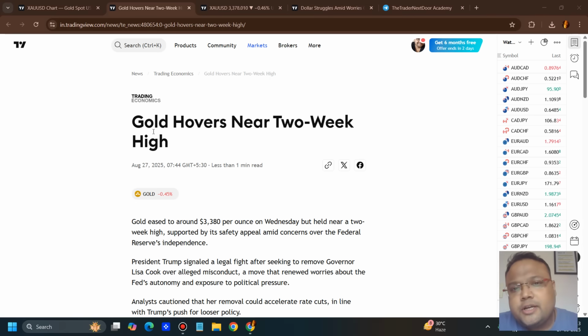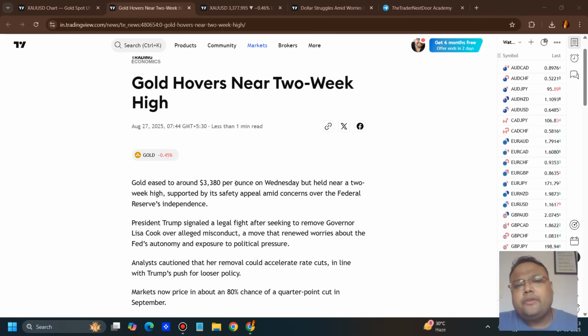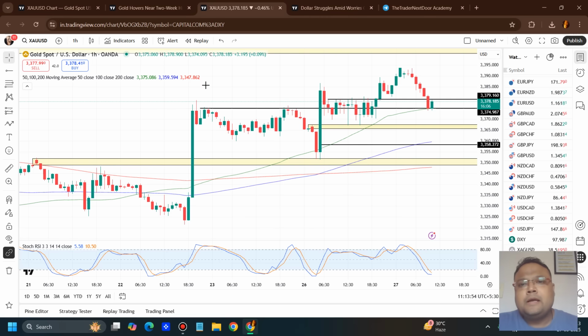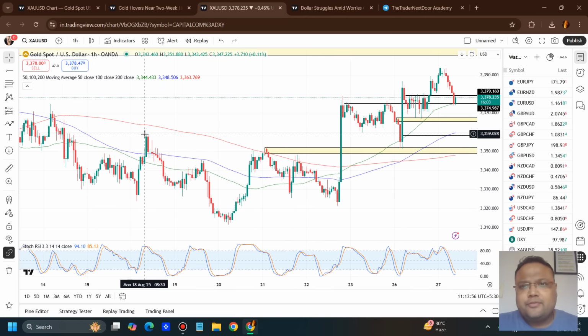We can see gold hovers near a 2-week high. Gold rose to around 3380 per ounce on Wednesday, but held near a 2-week high supported by safe-haven demand amid concerns over the Federal Reserve's independence. And this is the chart of gold in front of us.